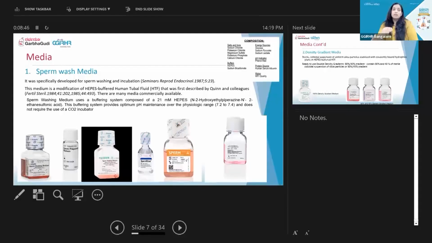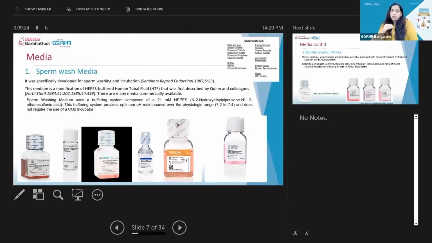This media is something you can handle in the room outside the incubator. That means it does not require a carbon dioxide incubator, and the pH is maintained in its physiological range, that is 7.2 to 7.4. It's just that you need to maintain 37 degrees Celsius. It is a modification of the HEPES buffered HTF, that is human tubal fluid, as described by Quinn and colleagues.